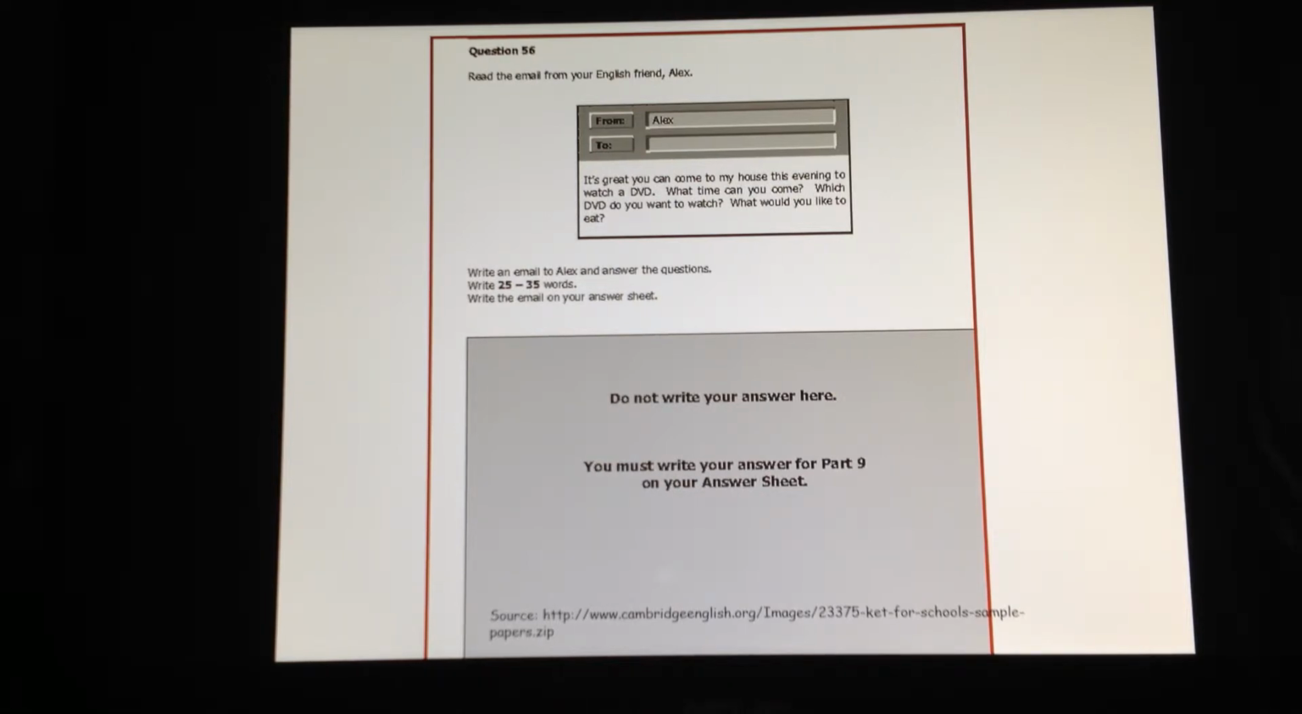Now this is a sample of the writing section, which is worth 5 points. Read the email from your English friend Alex, and in the email it says, "It's great you can come to my house this evening to watch a DVD. What time can you come? Which DVD do you want to watch? What would you like to eat?" And the test taker would then write an email to Alex answering the questions using 25 to 35 words on their answer sheet.